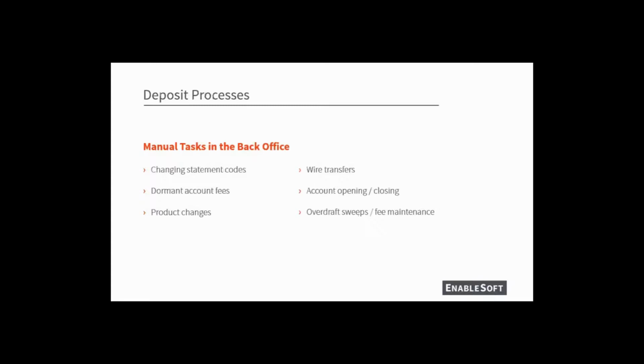So we're going to talk a lot today about automating manual processes in the back office. Let's start by first really defining what we mean when we talk about manual tasks, manual processes in deposits. These are just a few examples here. When we talk about manual processes in deposits in the back office, we're talking about things like changing statement codes, dormant account fees, assessing those dormant account fees, product changes from one DDA type to another, let's say, even wire transfers, account opening and closing, something as routine as that, overdraft sweeps or fee maintenance, overdraft elections. In each of these cases, all of these things, and probably many, many more, are manual processes that are critical to the success of your organization and critical to serving and satisfying customers.